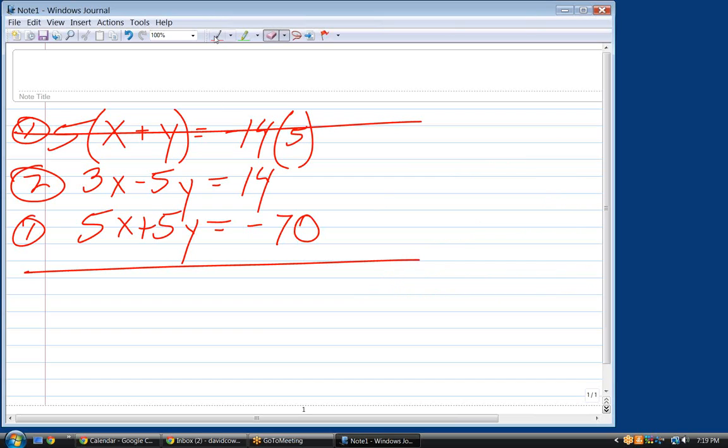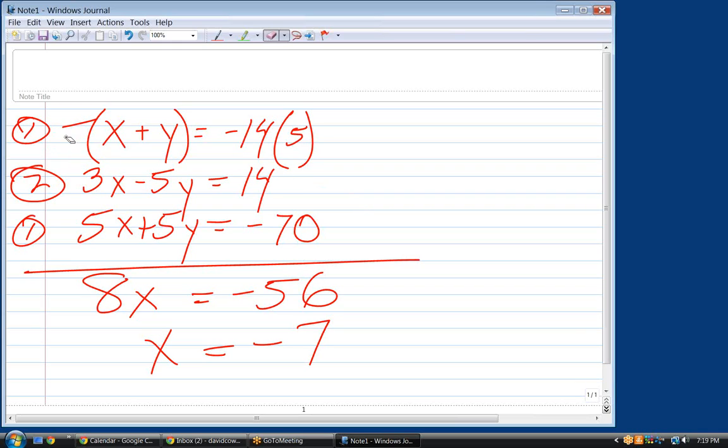Well, if I add these two equations, what do I get? 8x equals negative 56. Which means x equals minus 7. Now, how do I solve for y? Plug in an x for one of the equations. Which one? It doesn't matter. Well, it matters, and you want to choose the easiest one.